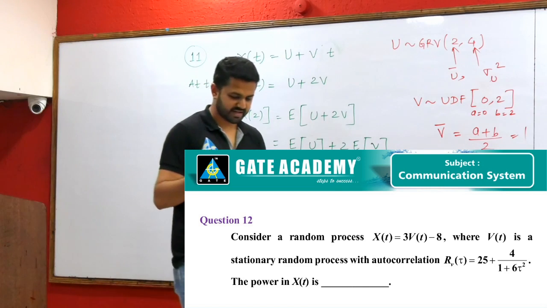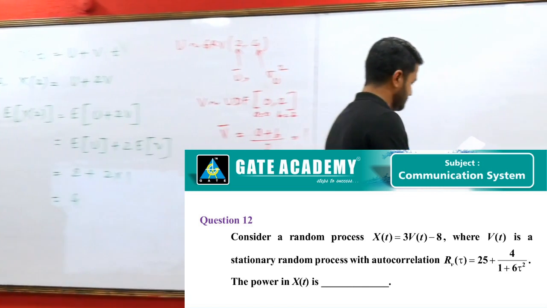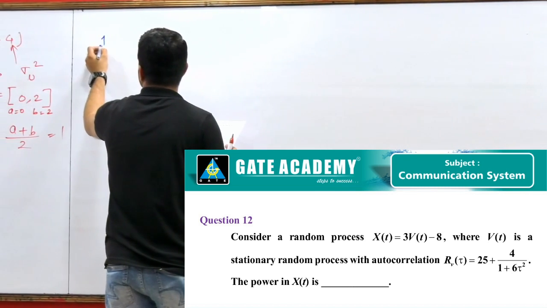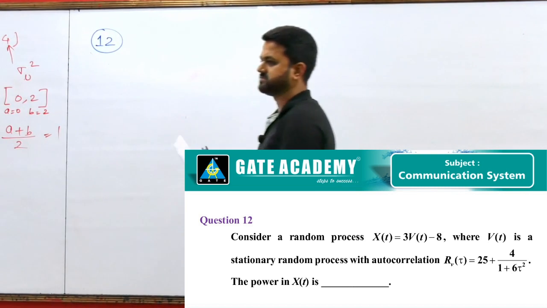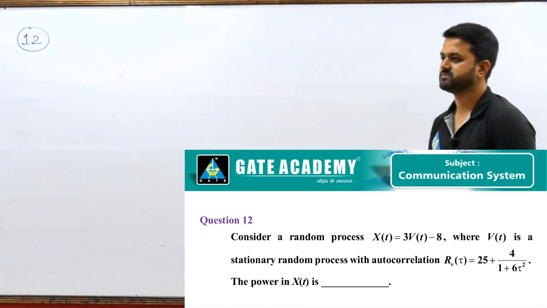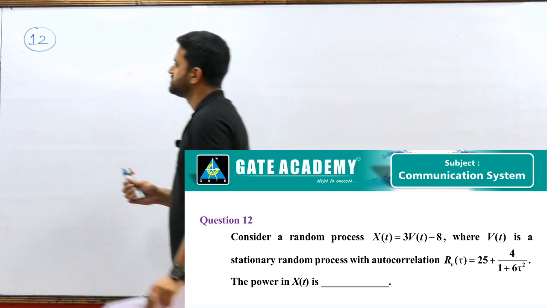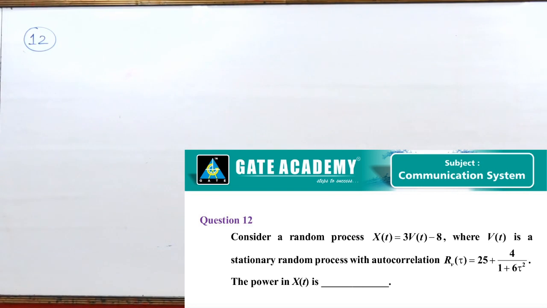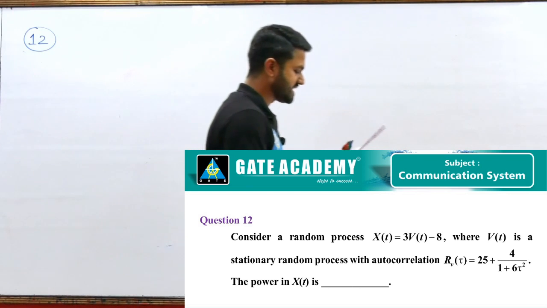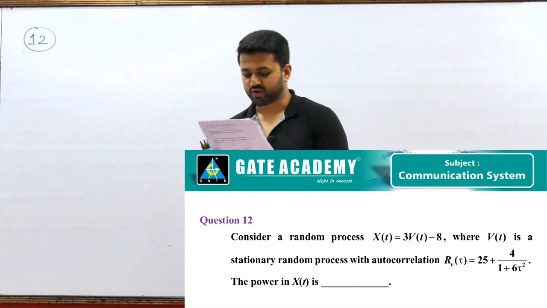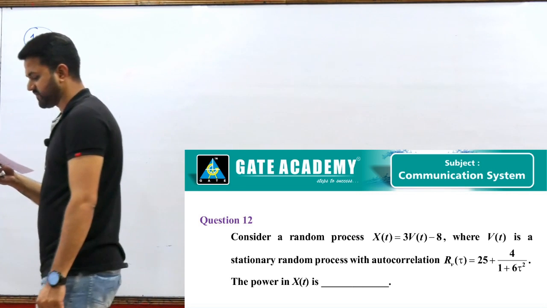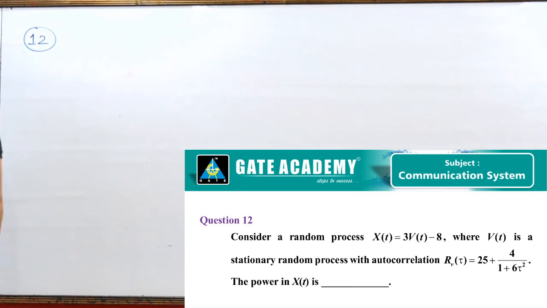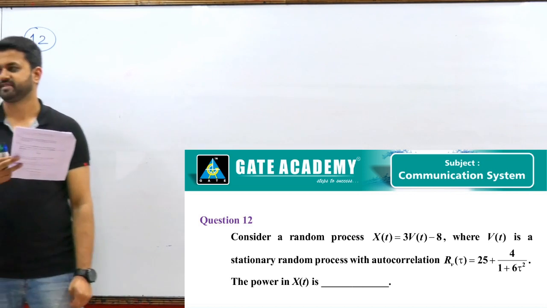So any answers that you are getting? Consider a random process x(t) = 3v(t) - 8, where v(t) is a stationary random process with autocorrelation given as 25 + 4/(1 + 6τ²). First answer I am getting as 295.